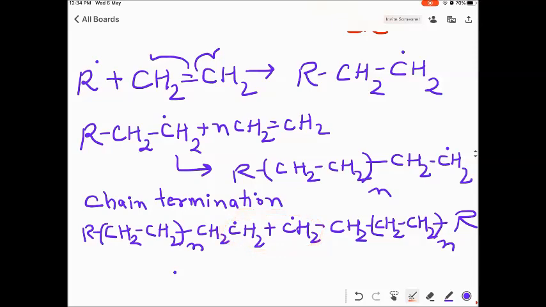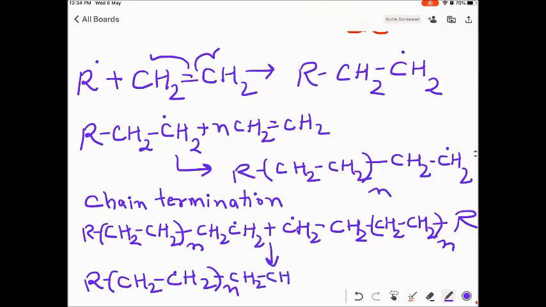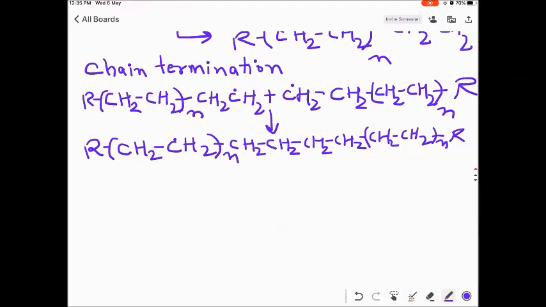So let us write what happens when the two chains combine. A long polymeric chain is obtained. But there is another method of chain termination. This is known as disproportionation reaction.